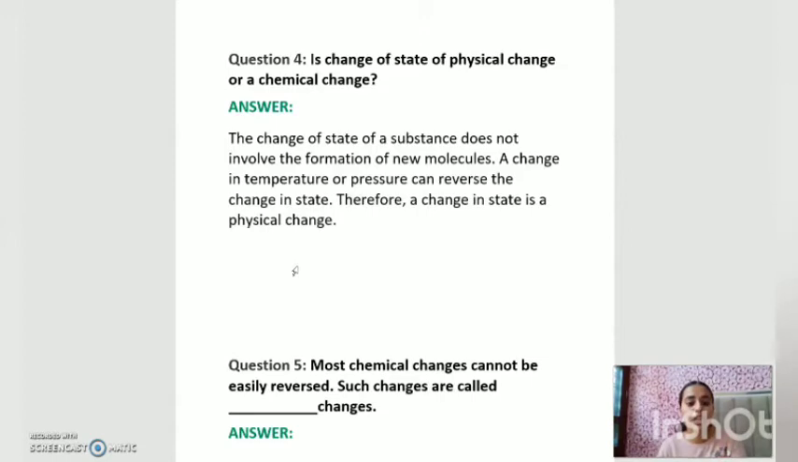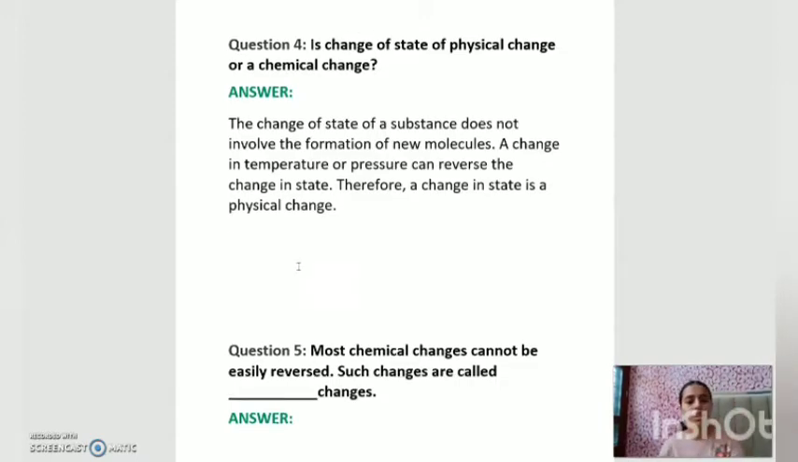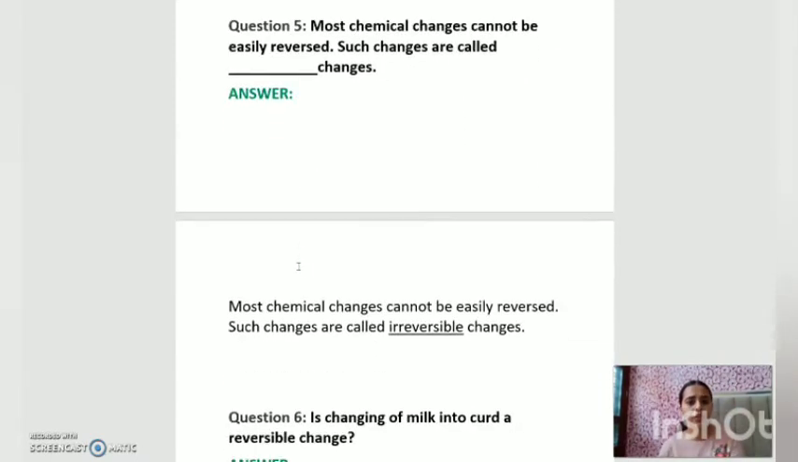So the answer is the change of state of a substance does not involve the formation of new molecules. It does not involve the formation of new molecules, students. So a change in temperature or pressure can reverse the change in state, right? Therefore, a change in state is a physical change. So they asked us, is that physical or chemical? So the answer is physical. So yes, moving further, question number 5.